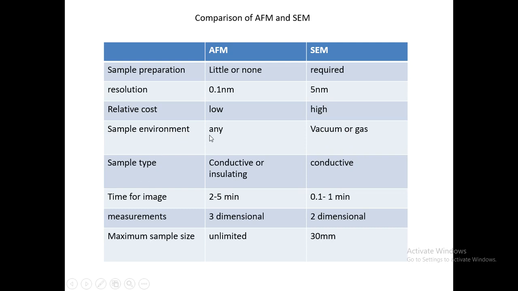The sample type used in AFM can be conductive or insulating, whereas in SEM it should be conductive in nature. The time to obtain an image in AFM is 2 to 5 minutes, whereas SEM can obtain the image in 0.1 to 1 minute. AFM measurements can be 3-dimensional, whereas SEM is 2-dimensional. The maximum sample size in AFM is unlimited, whereas in SEM it is 30 mm.